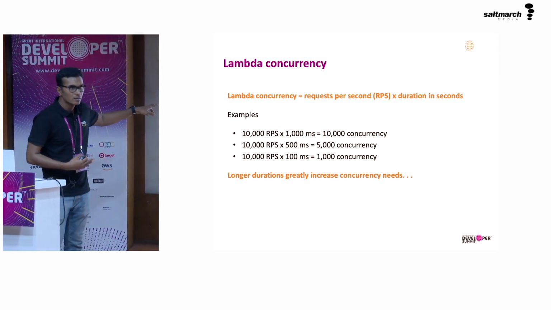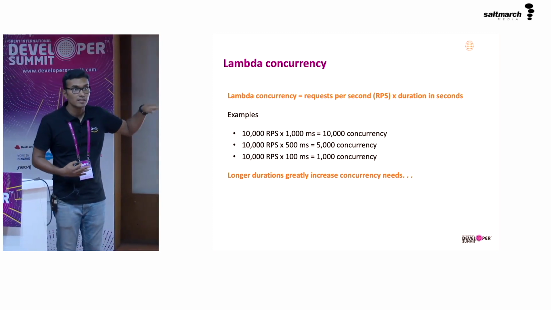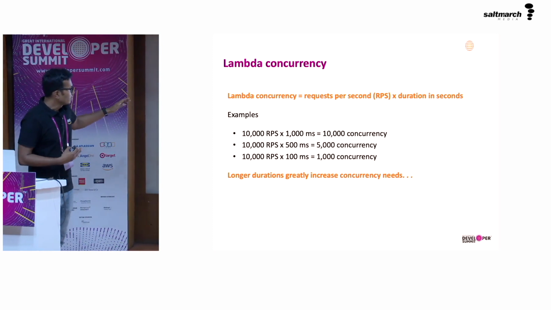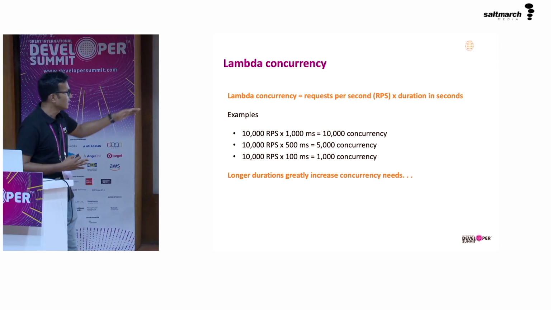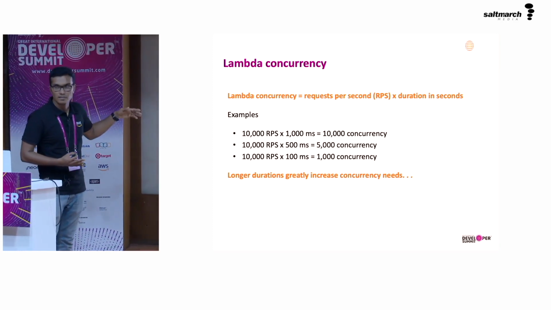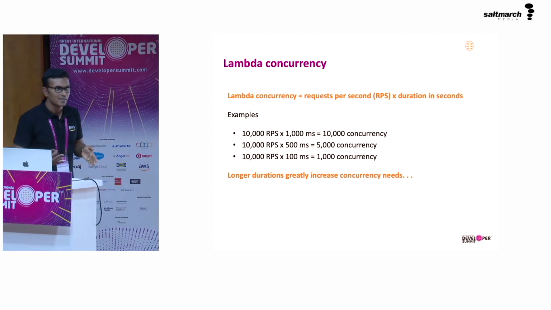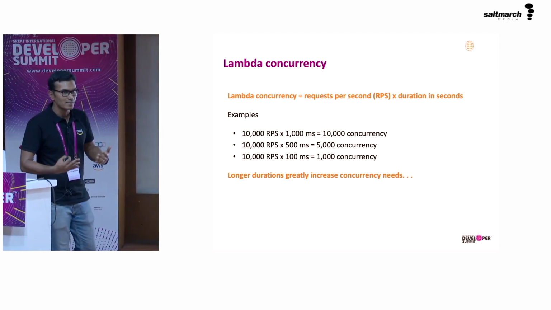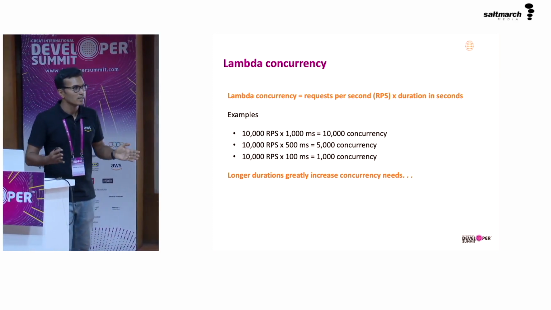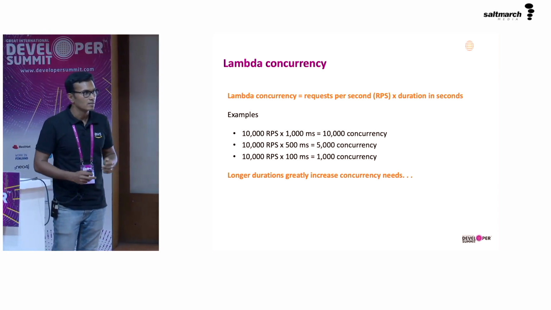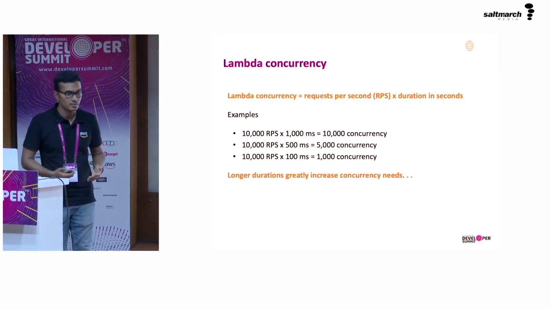Here are 3 examples. 10,000 requests per second takes about 1 second to execute. You need 10,000 concurrencies. Again, 10,000 requests, but now the execution duration has dropped to 500 milliseconds. You need 5,000 concurrencies. The last one, it's dropped down to 100 milliseconds. You only need 1,000. So you kind of get an idea here, right? As your function execution time decreases, you need less and less concurrency. So keep this in mind. The key takeaway here is the longer your function executes, the more concurrency you would need. So here is an optimization opportunity that you can consider: can I make my function run faster?